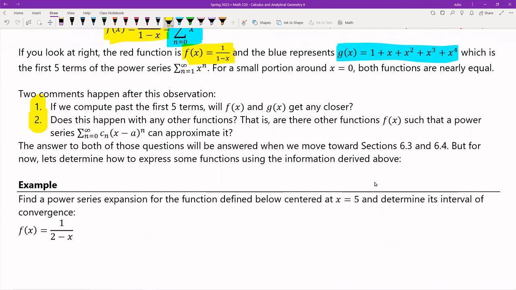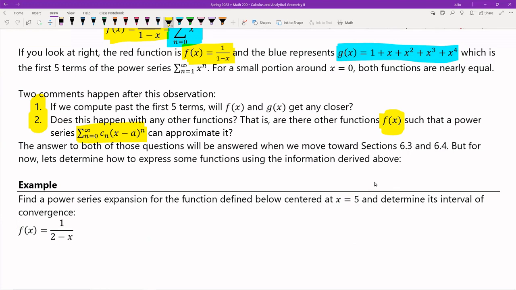And second, all I did just now was for a particular power series, because we were using the geometric series, and for a particular function. That happens just with that function. But now the question is, if it happens for that function, can it happen for any other functions? That is, do we have other f of x functions such that a power series can approximate them? Those questions are answered when we study Taylor series and Maclaurin series. That's going to be section 6.3, 6.4.